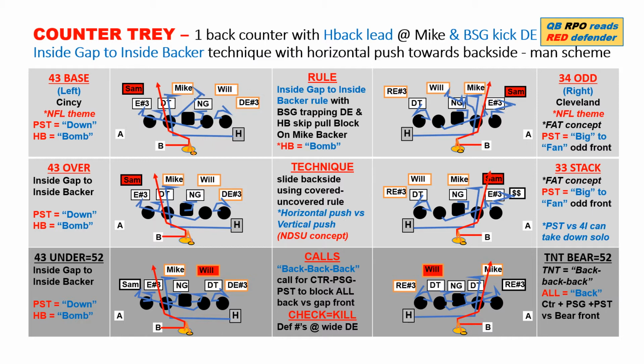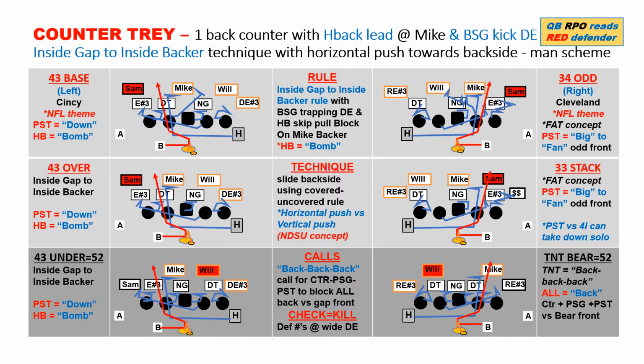Again, what happens with this is the H-back will lead, and the backside up on the Mike backer, and the backside guard will kick out that defensive end first. So we rule here as inside gap to inside backer rule. We're basically going to block your inside gap if it's covered. If not, you'll go back up to the linebacker.